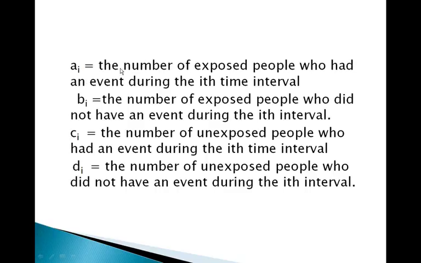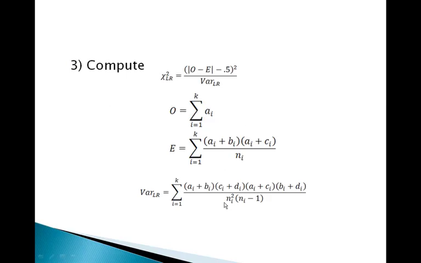If you look at all the quadrants within that 2x2 table, the upper left quadrant is the A sub i, the number of exposed people who had an event during the ith time interval. B would be the number of exposed people who did not have an event during the ith interval. The C and D are the numbers within the unexposed people. C's are the ones that had an event during the ith interval, and D are the ones that didn't have the event during the ith interval.